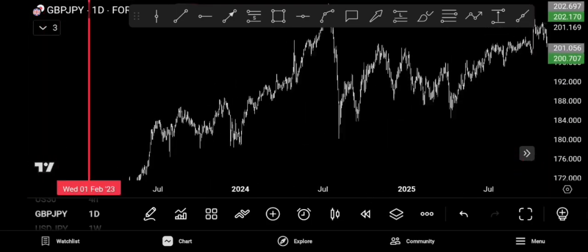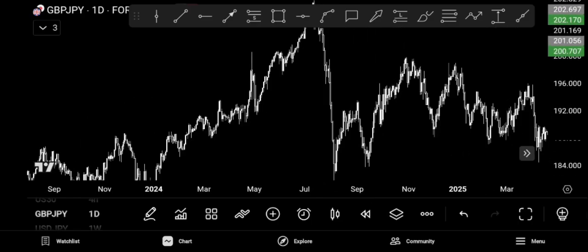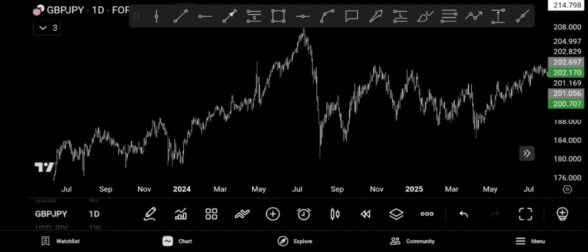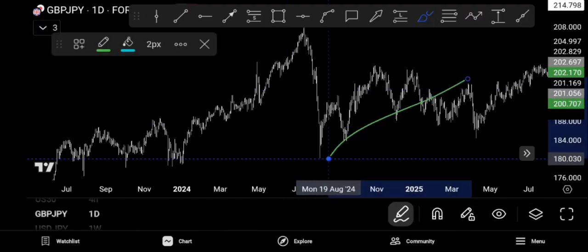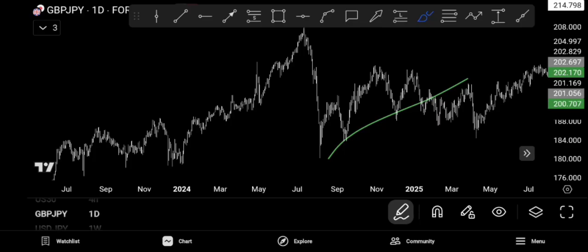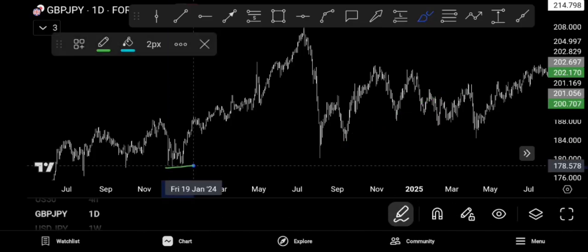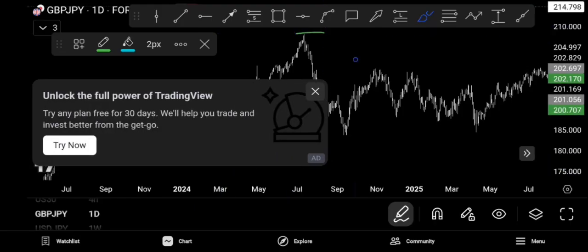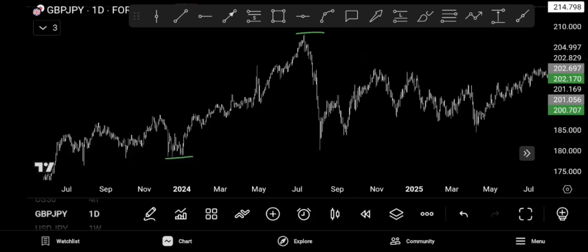have some chart examples. This is the daily time frame. Right here we have our swing low, and we have our swing high.